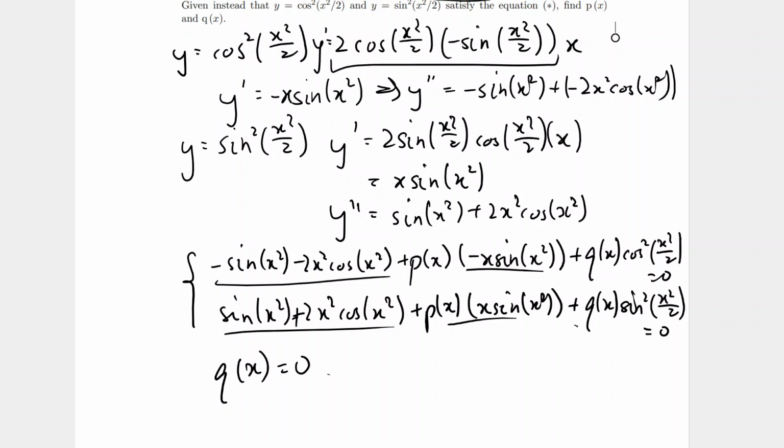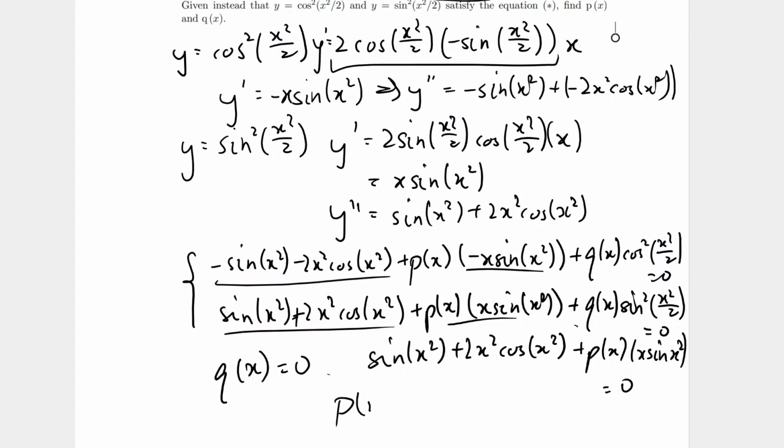Now, let's take the second equation, say. So sine of x squared plus 2x squared cosine x squared plus p of x times sine x squared equals 0. All right, so p of x equals, well, the top is minus sine x squared minus 2x squared cosine x squared, over, let's put the equals 0 slightly to the right hand side, over x sine x squared.